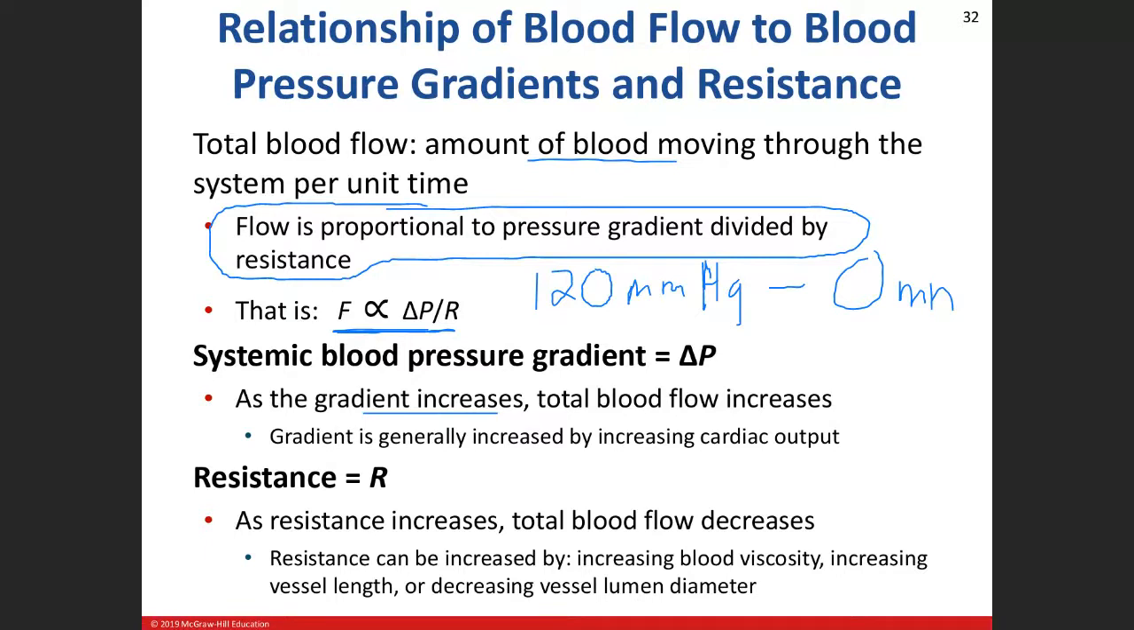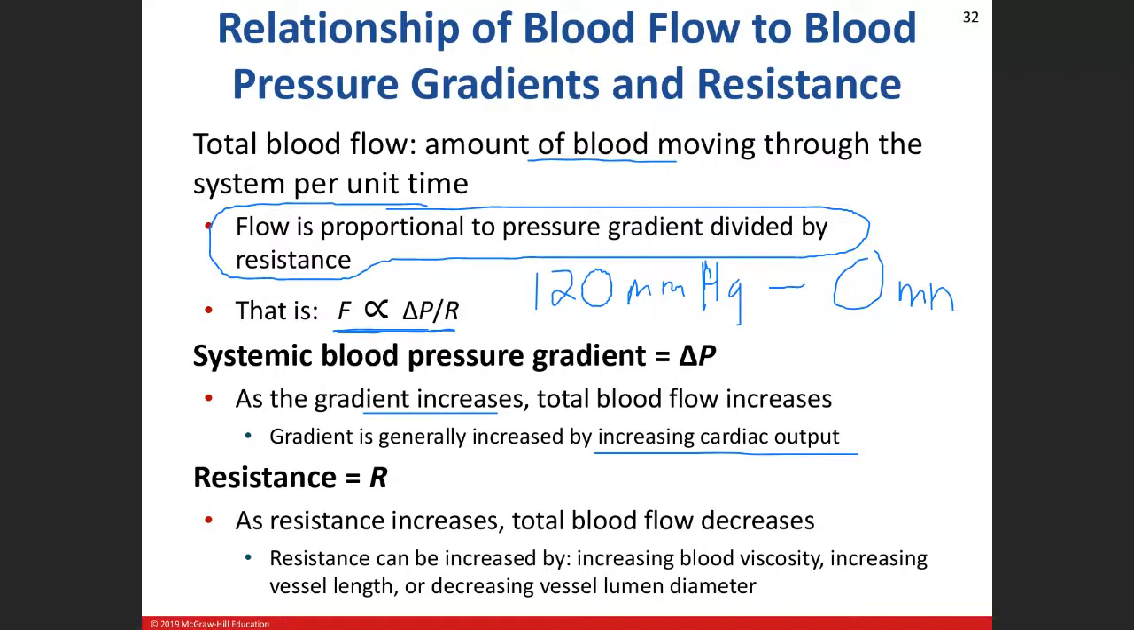So we increased our pressure gradient because what did we do? How did I increase my pressure gradient? It's right there on the board, on the slide. I increased the cardiac output. And the cardiac output is going to be the heart rate and the stroke volume. So if I'm pushing more blood out of the heart per beat, that's going to increase my cardiac output. That's going to increase the pressure gradient. Or I speed the heart up a little bit, increase the heart rate.